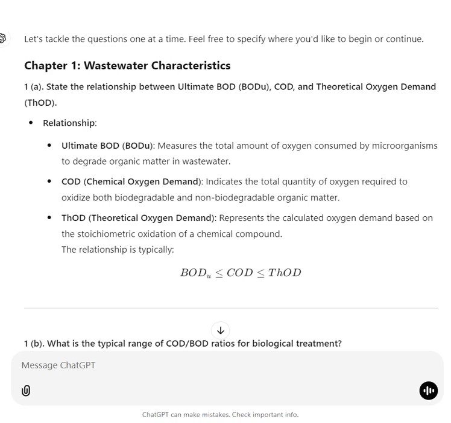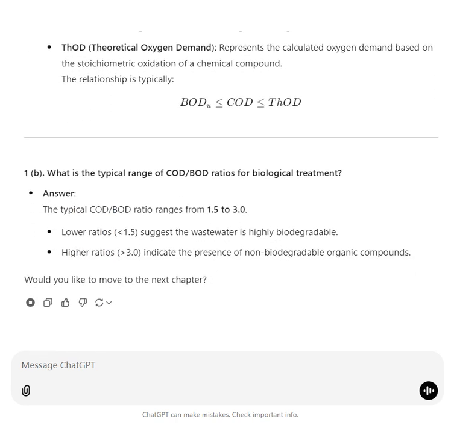1B. What is the typical range of COD/BOD ratios for biological treatment? Answer: the typical COD/BOD ratio ranges from 1.5 to 3.0. Lower ratios, around 1.5, suggest the wastewater is highly biodegradable. Higher ratios, around 3.0, indicate the presence of non-biodegradable organic compounds.